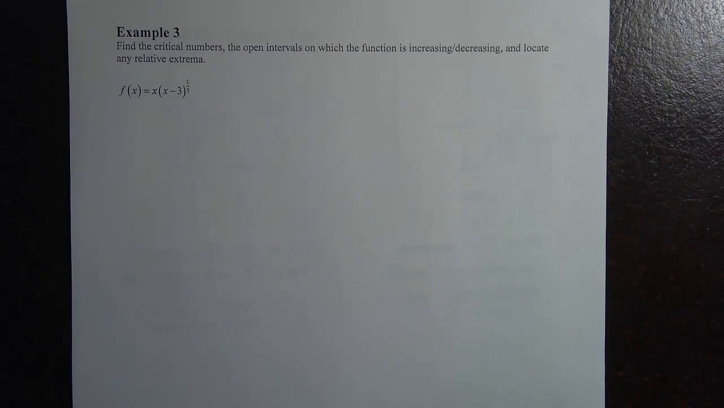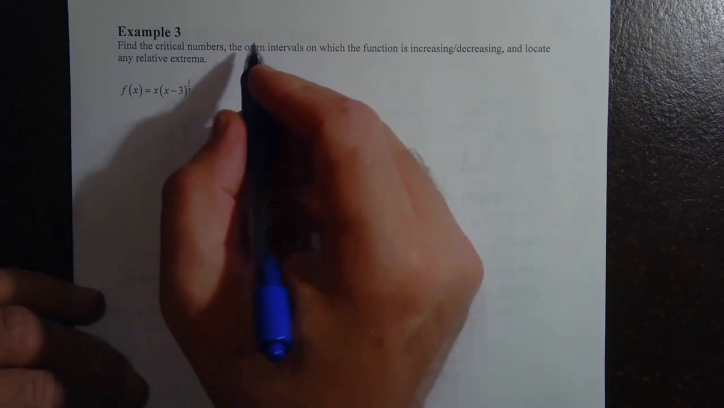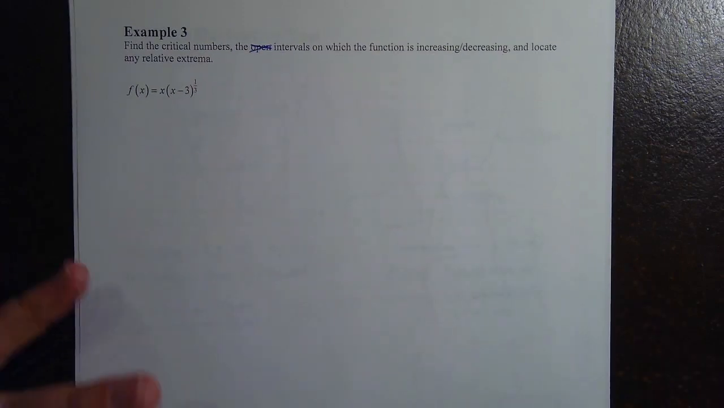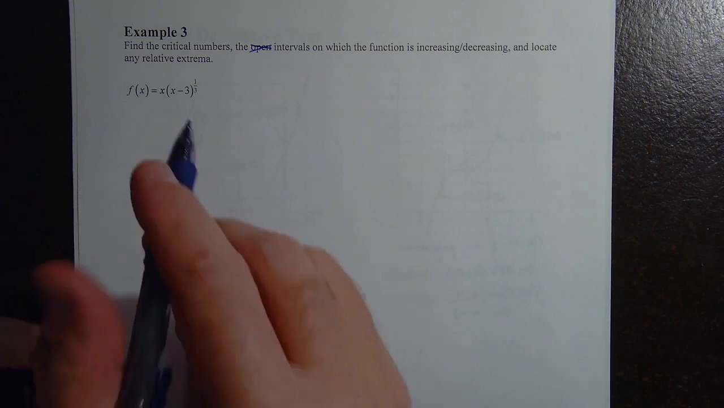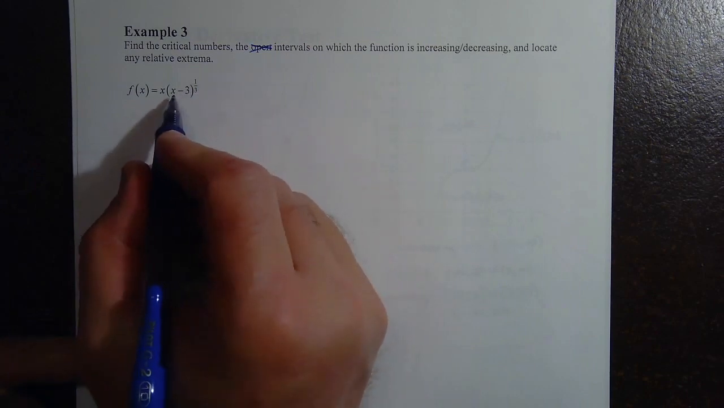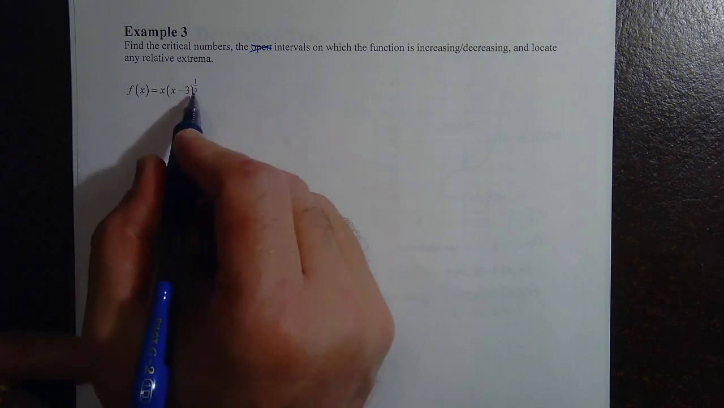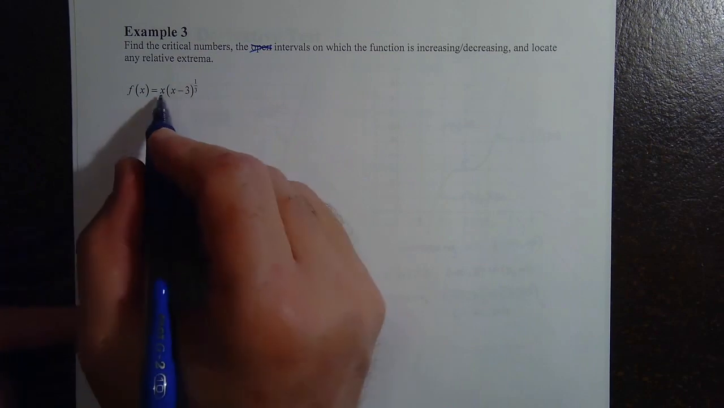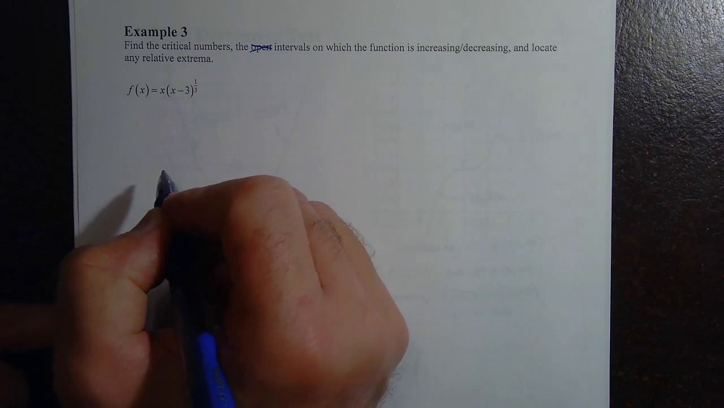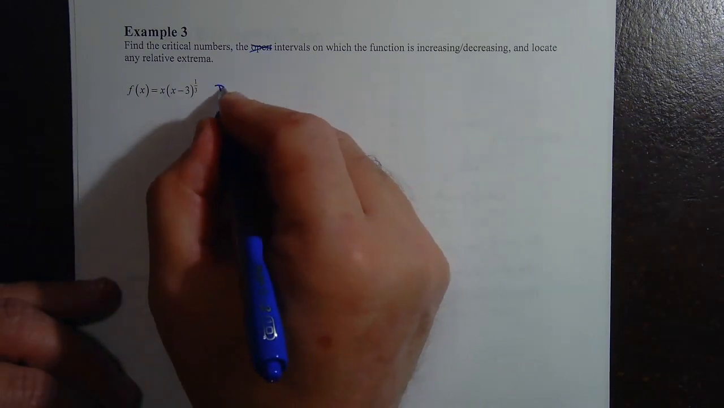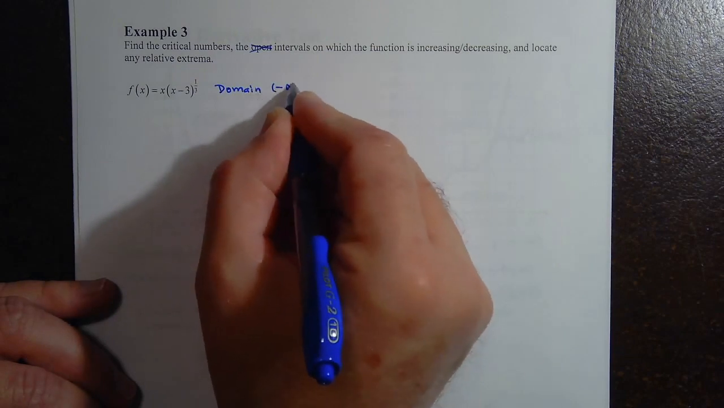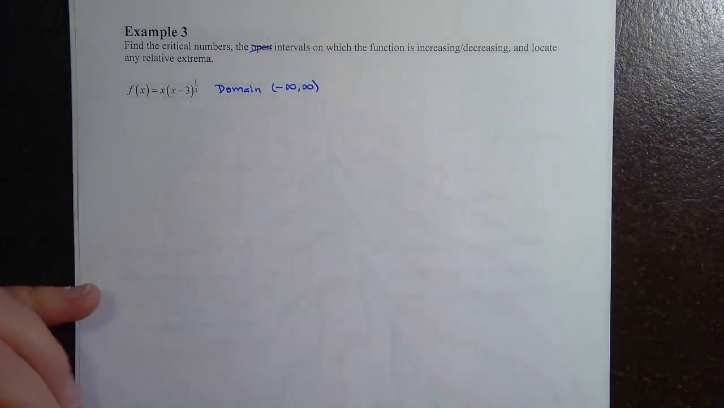All right, for this next problem, we want to find the critical numbers and, once again, intervals on which the function is increasing, decreasing, and then locate any extrema. So we have a product here. The 1/3 power is a cube root. Cube root has no restrictions, so x has no restrictions, and you can put any x value in here. So the domain is negative infinity to positive infinity.